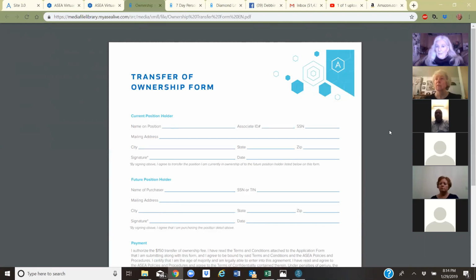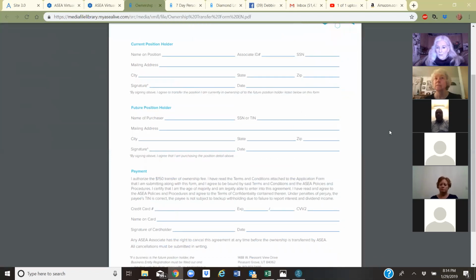So there are many different reasons why you might want to transfer ownership, but they have that form. You pay ASEA $150 for that transfer fee, and you've agreed to read the terms and conditions and all that kind of stuff, and you have to have the permission of the person selling it and, of course, the person taking it over, that kind of thing.